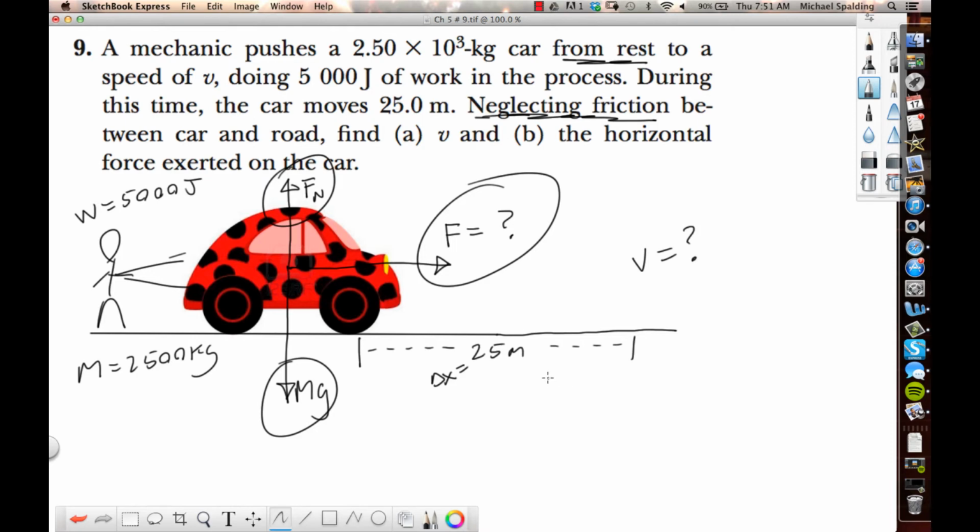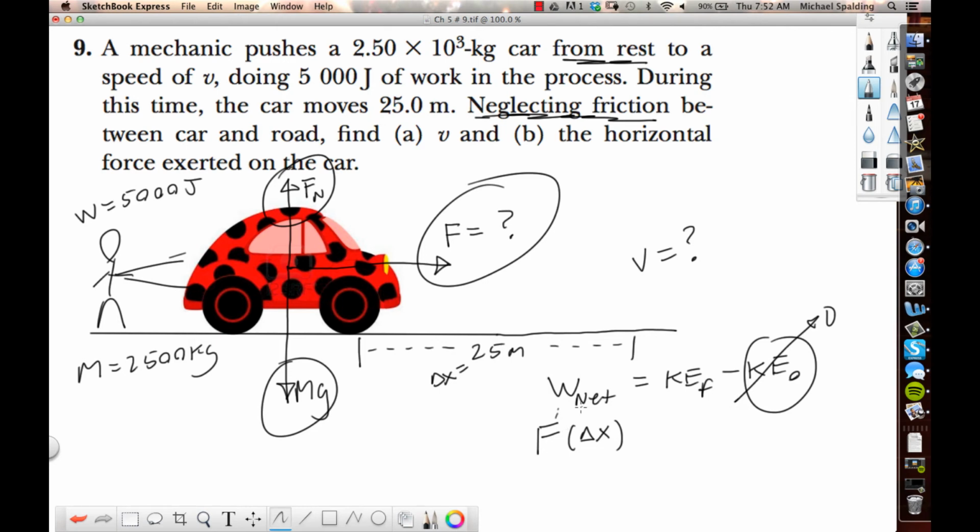Okay, so work net is equal to kinetic final minus kinetic initial. What's kinetic initial if the car starts from rest? 0. Okay? All right, so now we're left with work net equals kinetic final. Now what is work net going to be? What can we plug in for this? What's the basic work equation? Work equals what? F times displacement. Force times displacement is the work equation.